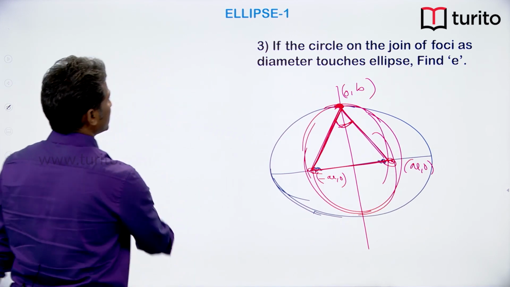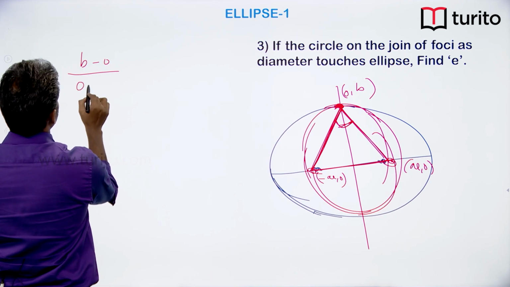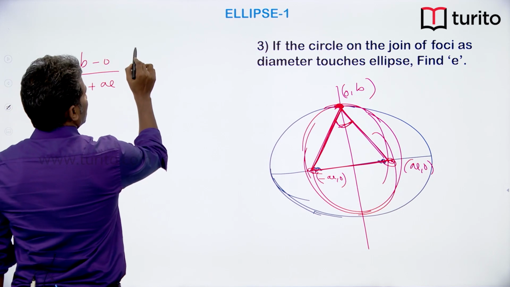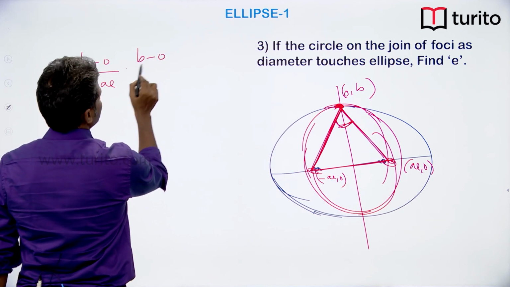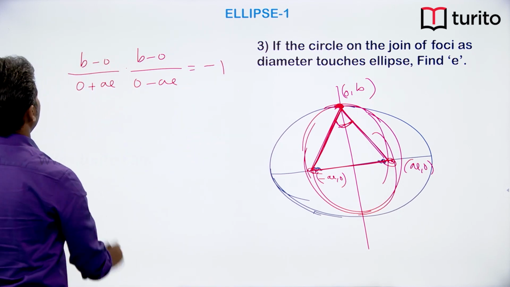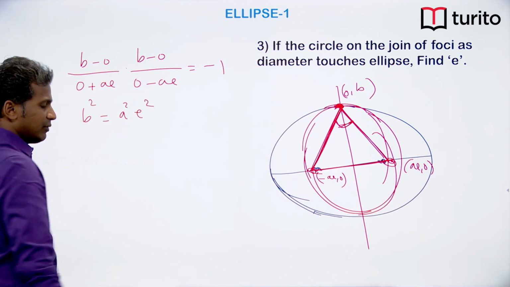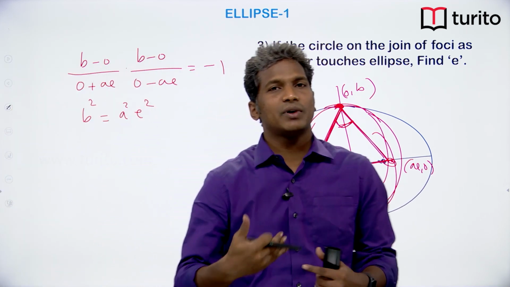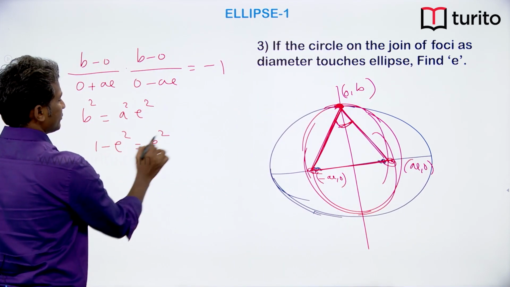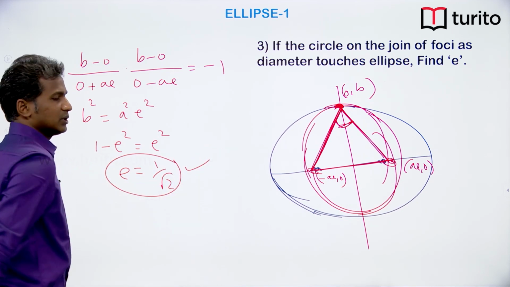So if I go for the slopes here, we get (b minus 0) by (0 minus minus ae), that means 0 plus ae, into (b minus 0) by (0 minus ae), this must be equal to minus 1. So if I simplify this, I get b square equal to a square into e square, and we know that b square by a square is 1 minus e square. So we get 1 minus e square equal to e square, which means e must be equal to 1 by root 2. This way we can solve the problem.